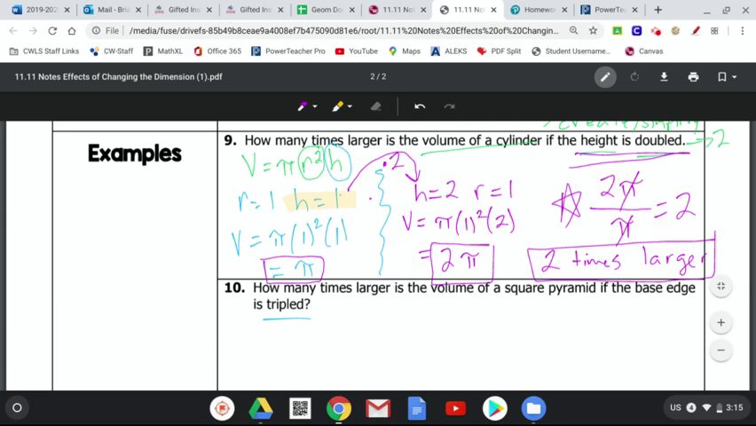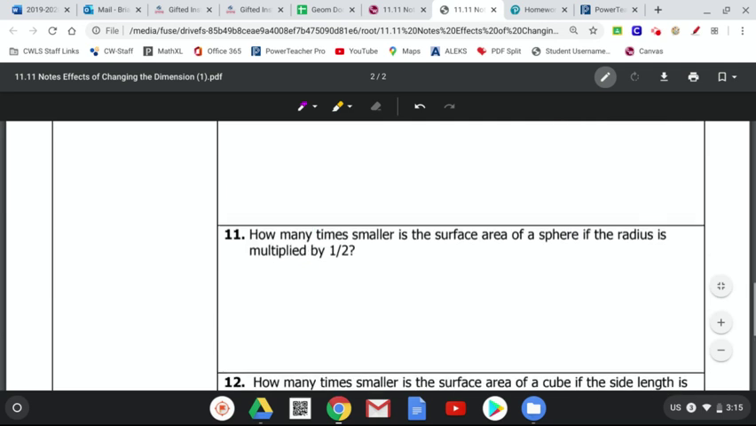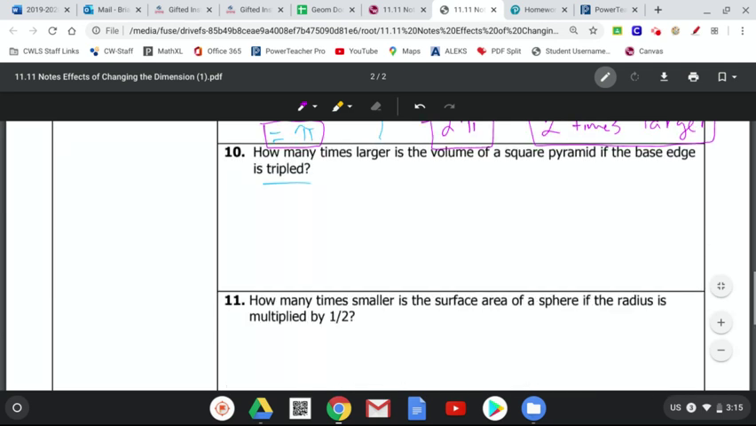All right, guys. So we're going to move on to number 10. Number 10, it tells you that it's tripled here. Okay. So for this one, it's the volume of a square pyramid. So the volume formula is going to be volume equals 1/3 base times height.